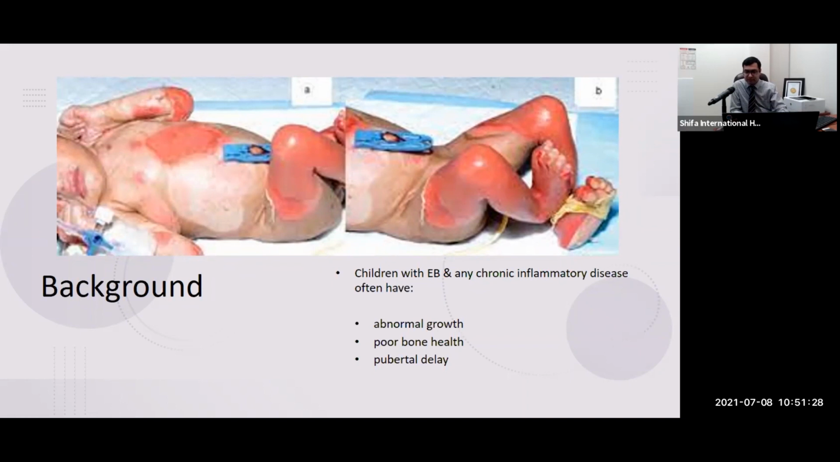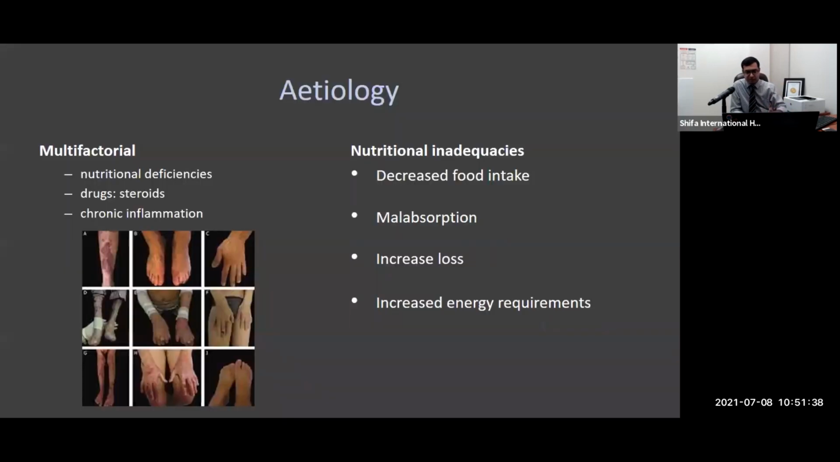Here in a Pakistan setting, you might be the only doctor they are seeing. So do think, you might not have the whole team available. So that's the reason for this educational activity here. We have to help our patients. So nutritional deficiencies, and if they are on drugs, especially steroids, very often used here, think, are we harming the child or are we helping the child? Chronic inflammation, decreased food intake.